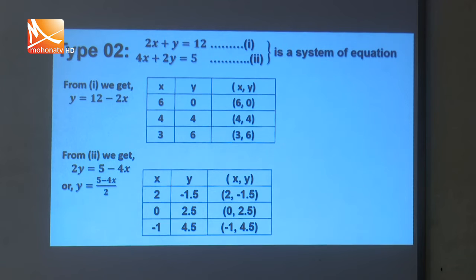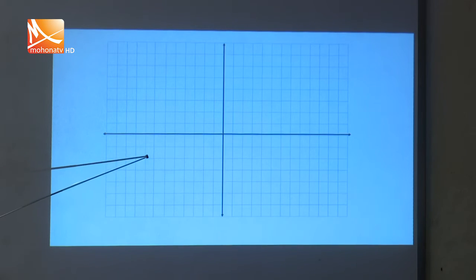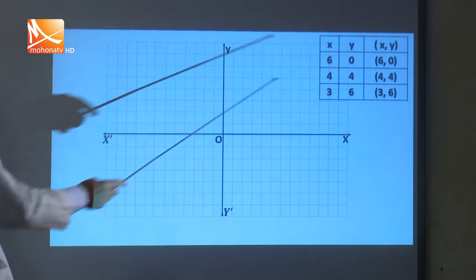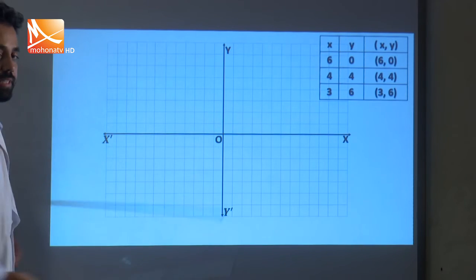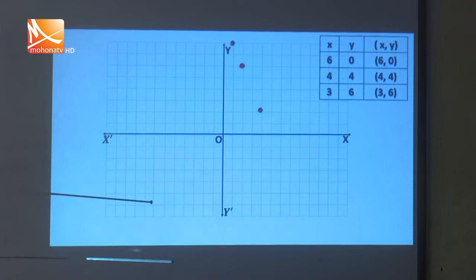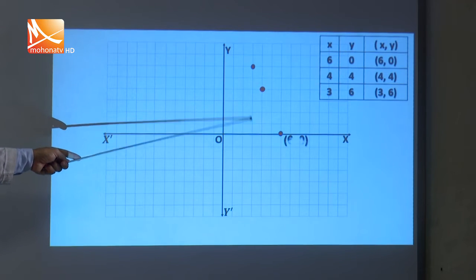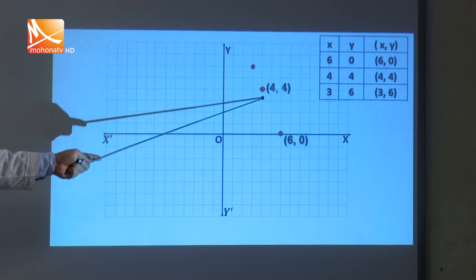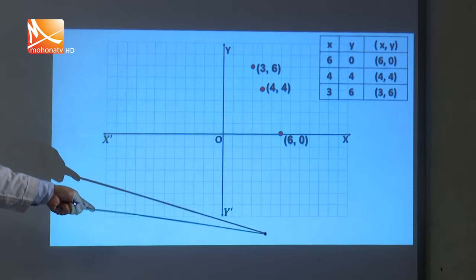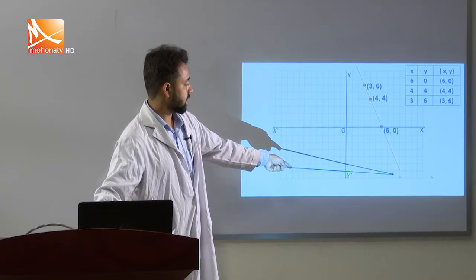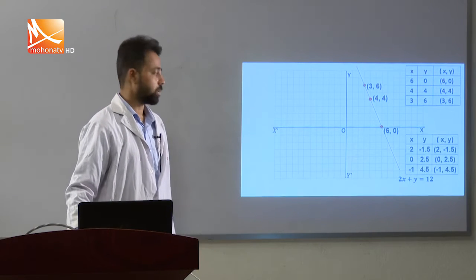Okay, students, in the same way we will plot these two sets of points on the straight line, and let us see what happens. So, this is the x axis and this is the y axis. Okay. So, our first set of points is (6, 0), (4, 4) and (3, 6). Plotting these points on this graph, this point is (6, 0), this is (4, 4) and this is (3, 6). After joining these 3 points we will get a straight line, and this is the straight line of the equation 2x plus y equal to 12, isn't it?